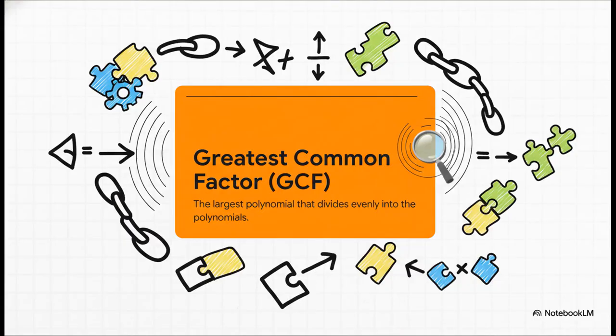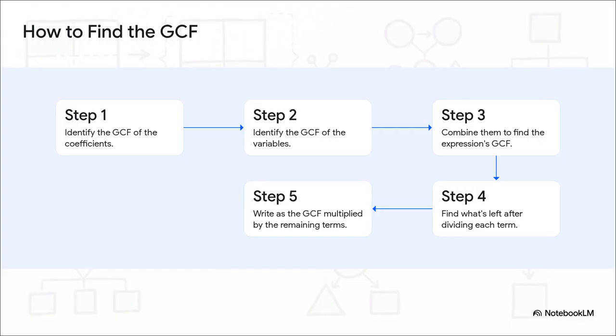So what exactly is the GCF? It's simply the biggest thing, the largest number and the most variables that every single piece of your expression has in common. It's kind of like the shared DNA that links all the terms together. And finding it is a super straightforward process. It's these 5 steps you see here.